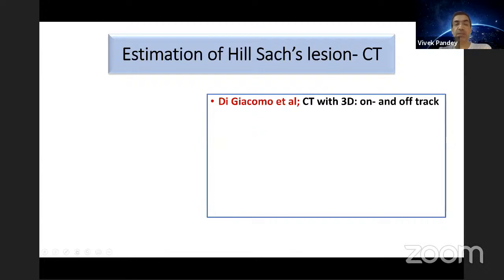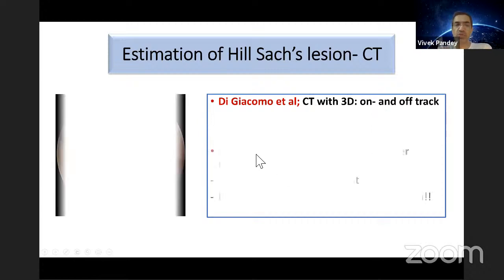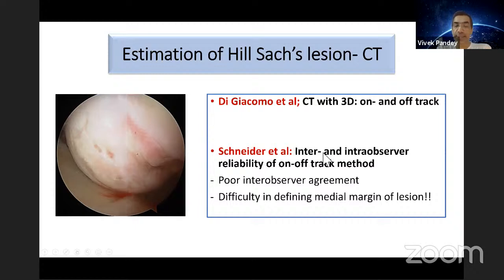Then came the landmark study of Giacomo along with Itoi, with CT and 3D, and he discussed a lot about off and on track, which I'll show you in another one or two slides. They said that there is a problem of inter- and intra-observer reliability with the on and off track method. According to his study, there is poor inter-observer agreement. And the biggest problem sometimes can be difficulty in defining the medial margin of the lesion.